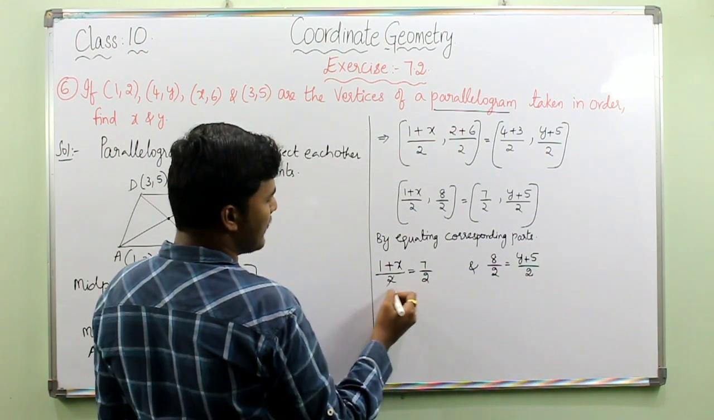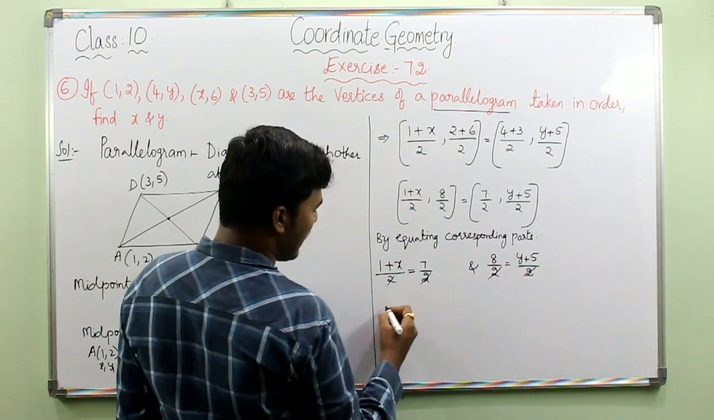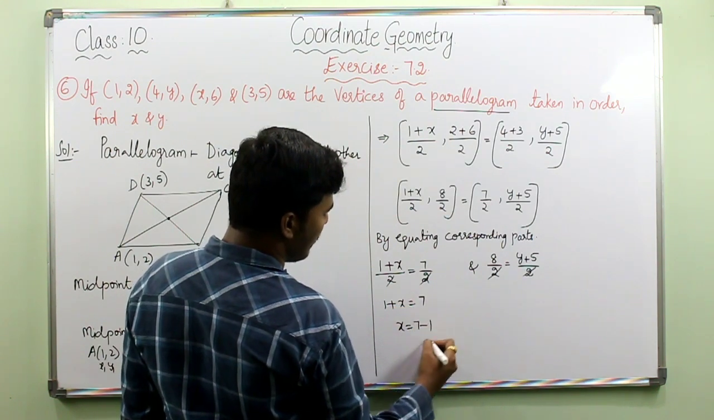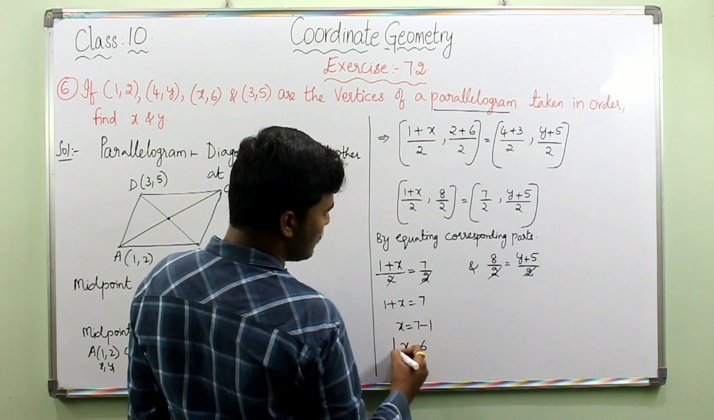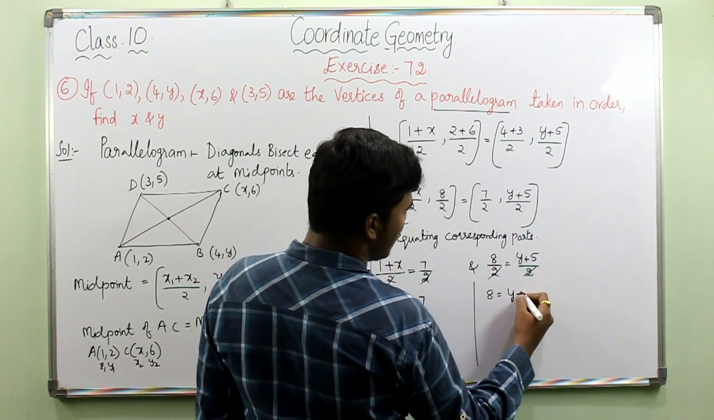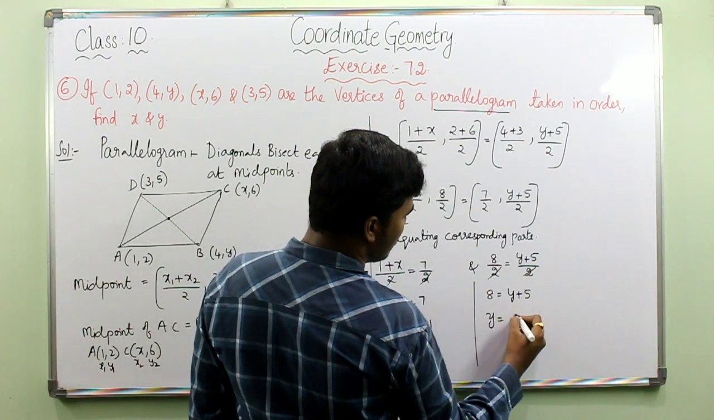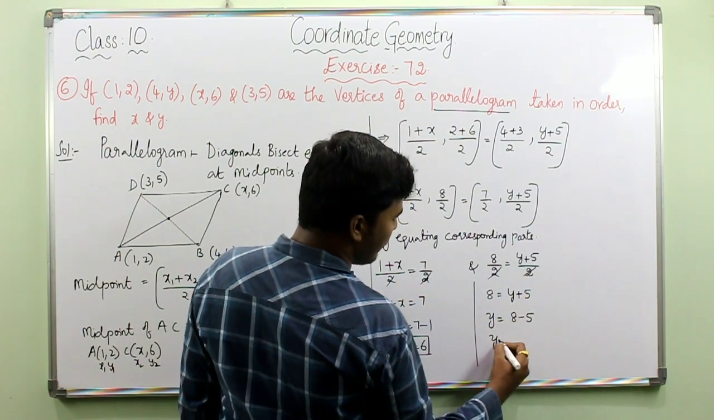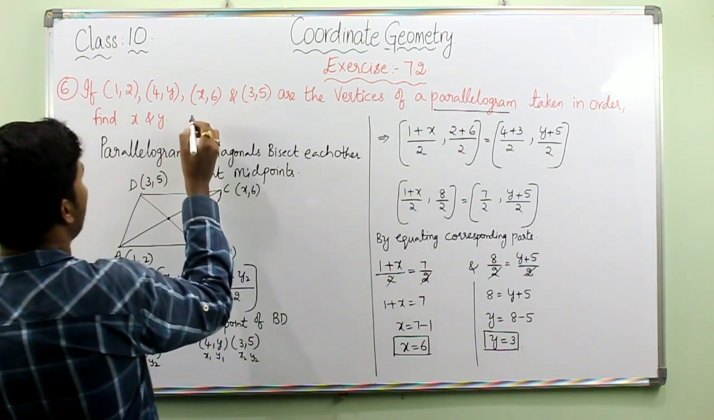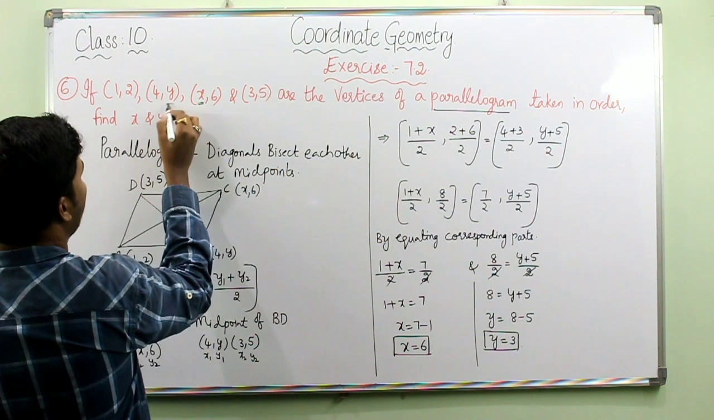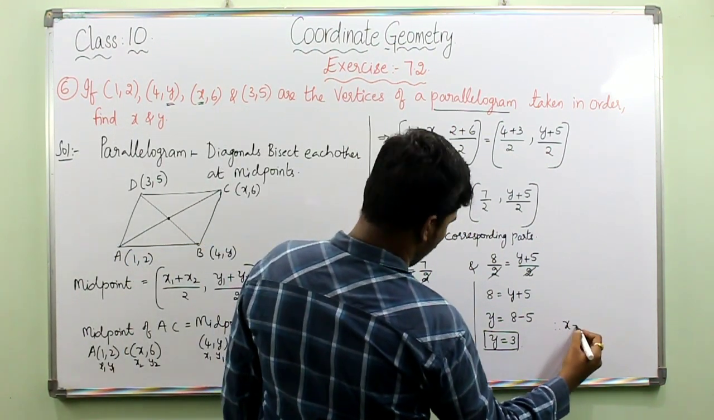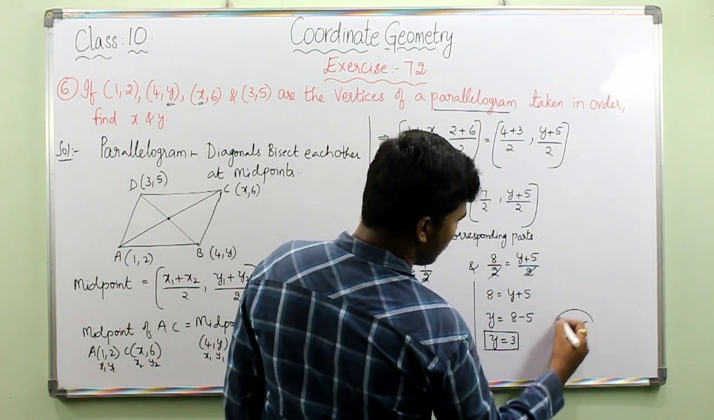On both sides I can cancel the 2s. So I will have 1 plus x is equal to 7. From this, x will be equal to 7 minus 1, x is equal to 6. And here 8 is equal to y plus 5. From this, y will be equal to 8 minus 5, y is equal to 3. So therefore the missing values are x equal to 6 and y equal to 3.